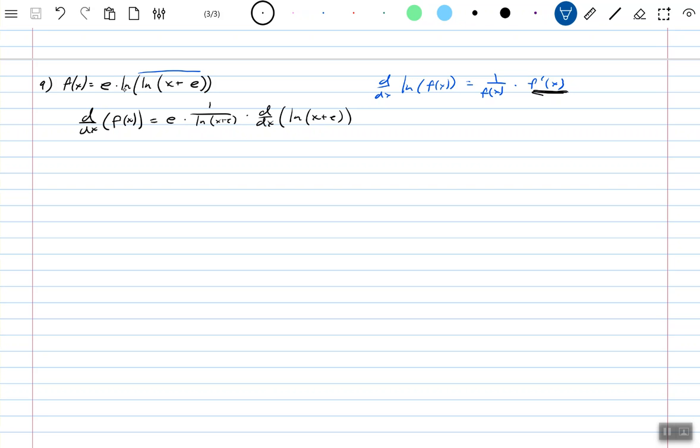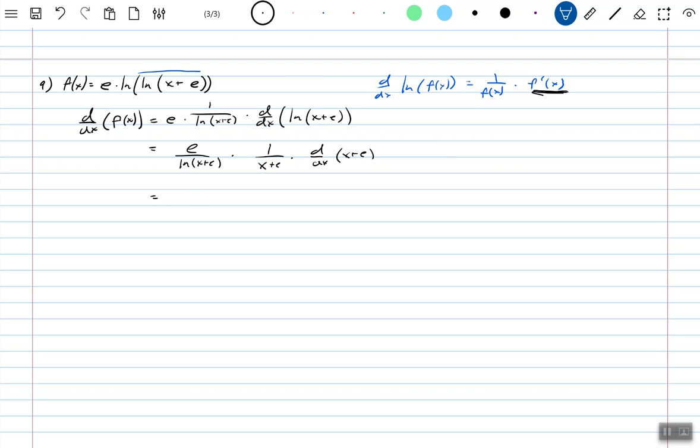Take the derivative of the outside, that natural log, leave the inside alone, then multiply by the derivative of the inside. This is just equal to e divided by the natural log of x plus e, simplify it, times the derivative of the natural log of x plus e. Well, once again, this is the natural log of stuff. What is the derivative of the natural log of stuff? Well, it's 1 over stuff times the derivative of stuff.